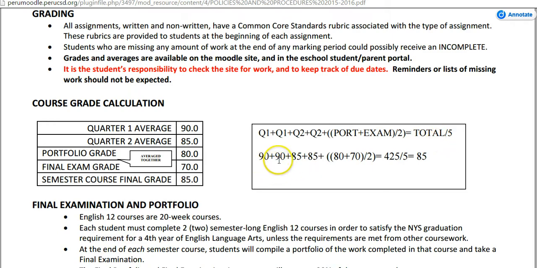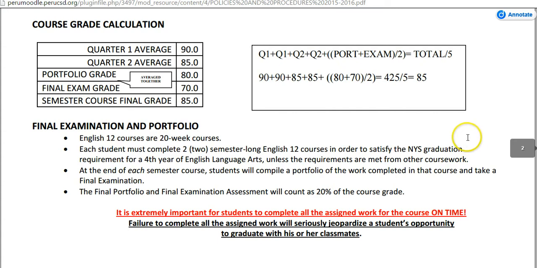So if you had 90 for first quarter and 85 for second quarter, you got an 80 on the portfolio and a 70 on the exam. We divide that by 2, and then it all adds up to 425 divided by 5 would give you an 85 course grade. English 12 courses are 20-week courses, so you need 2 of them in one way or another.